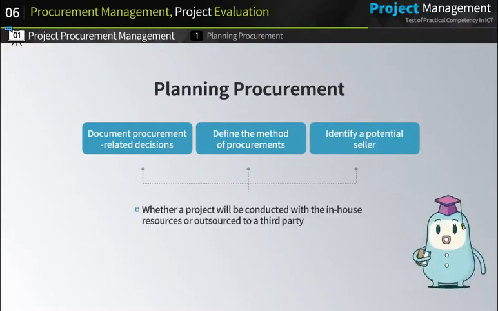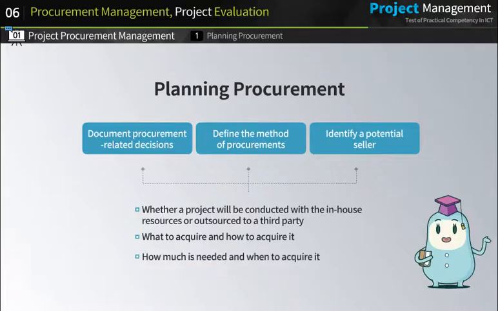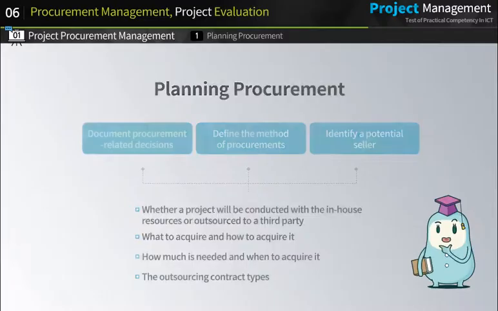This process of planning procurements includes decision-making on whether a project will be conducted with the in-house resources or outsourced to a third party, what to acquire and how to acquire it, how much is needed and when to acquire it, and the outsourcing contract types.